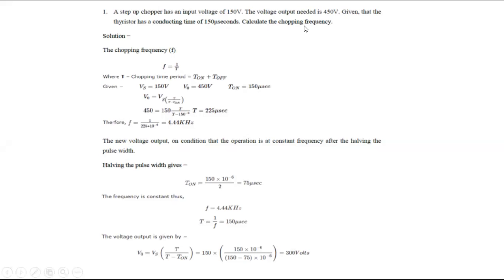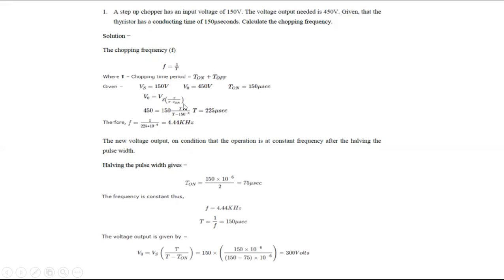Step-up chopper, what is the formula? Anyone? Step-up chopper: V0 is equal to V into T by 1 minus TR. Very good. So output voltage V0 equals input voltage into 1 by 1 minus del, or we can substitute del as T on by T. You can get this expression: V0 is equal to input voltage into T by 1 minus T on.